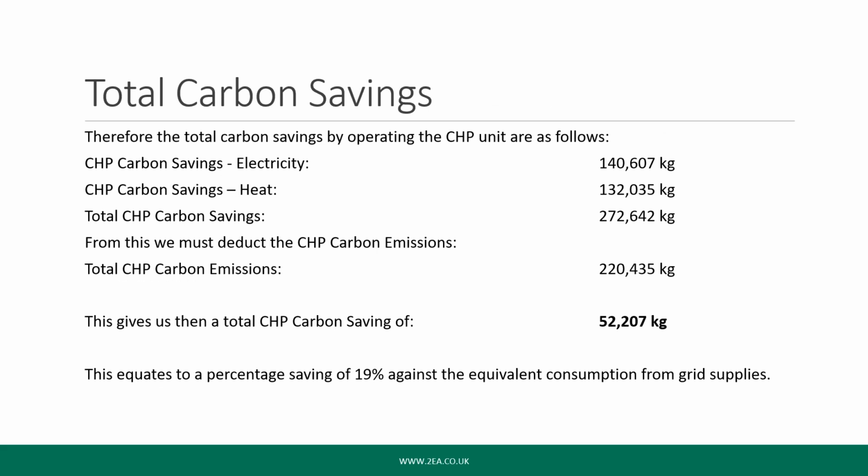So let's look at the total savings. The CHP carbon saving on electricity is 140,607. Carbon savings on the heat is 132,000, which gives you a total carbon saving of 272,642. However, from this we must deduct the total emissions from the CHP, which we know is 220,435, which gives us a total annual CHP carbon saving of 52,207 kilos. This equates to a percentage saving of 19% against the equivalent consumption from the grid.